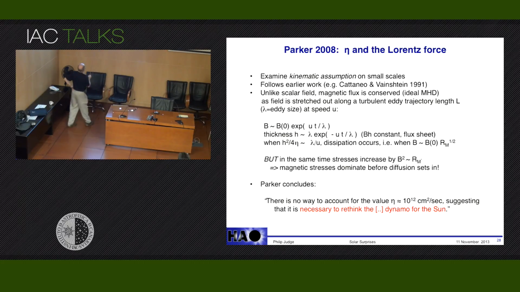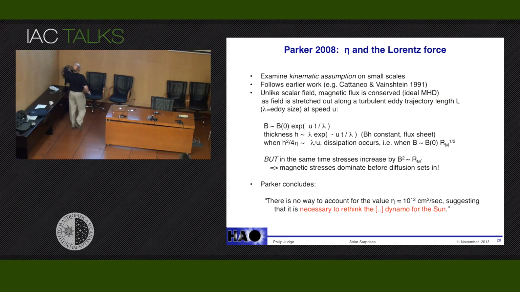then dissipation occurs. In other words, when it's stretched out to a certain length of an eddy size, then it's got down to a thickness such that dissipation will start to occur. And that occurs when the magnetic field is increased by Rm to the half. But the problem is that the magnetic stresses themselves have increased in proportion to the magnetic Reynolds number. It's B squared, not B.